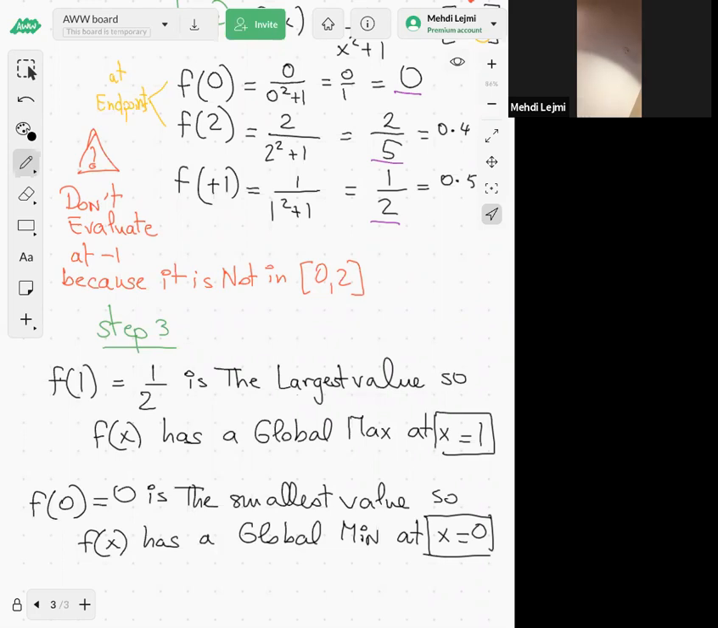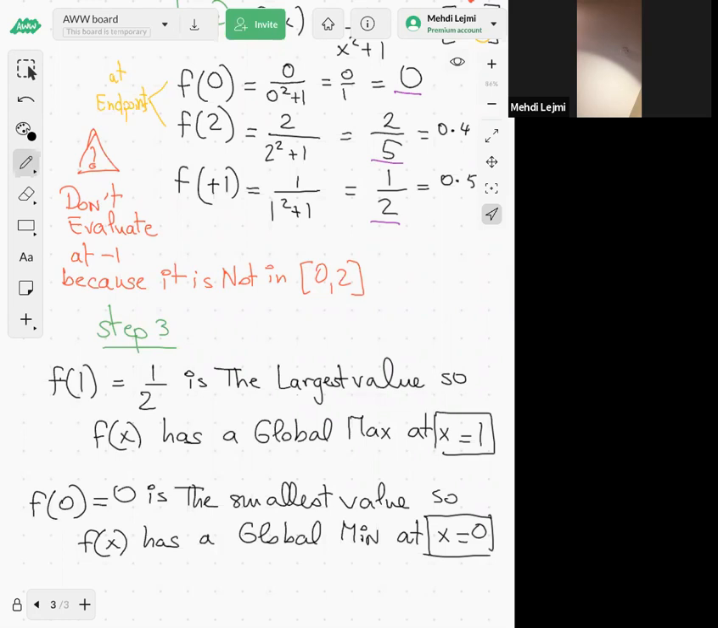Yes, so it cannot be used because it's not in the interval 0, 2. Yes, absolutely, Austin. That's so you have to be careful about it. It's because it's not in my interval, so we don't really care about it.